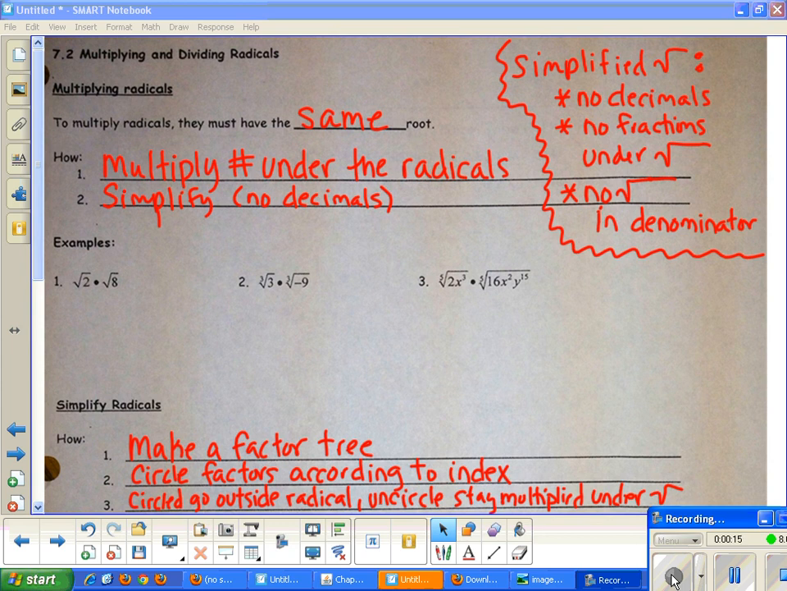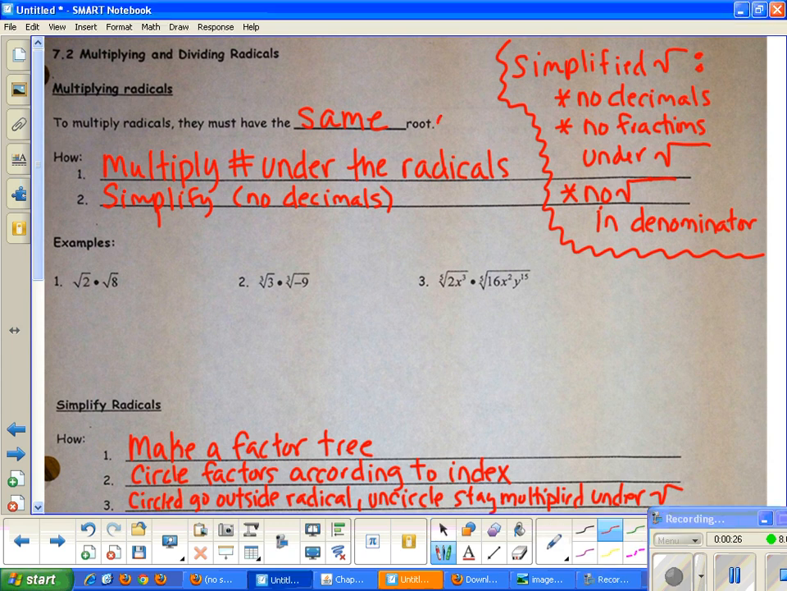So to multiply radicals, they must have the same root. How do you multiply radicals? You multiply them if they have the same root, or that means the same index. So same root, or I'm going to write in parentheses, index. Then you multiply the numbers underneath the radicals, and then you simplify it. Remember that simplified radicals means no decimals, no fractions underneath the radical, and no radicals in the denominator. So that's a pretty big thing that we need to remember about simplifying radicals.